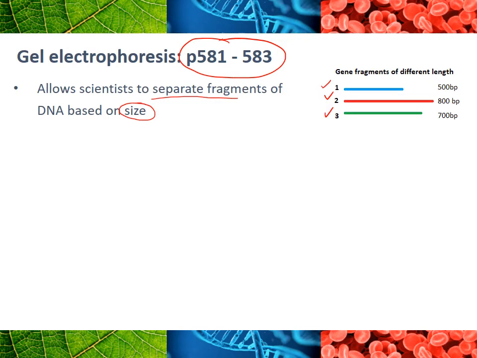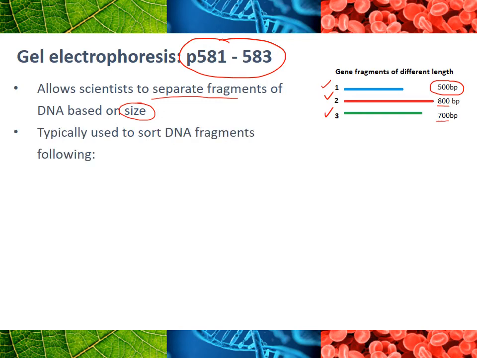We'll come back to some of these terms in a minute, but you can see this first one here, we don't know this yet, but it's 500 base pairs long. This one is 800 base pairs long, and the third one is 700 base pairs long. So basically, all you need to know is you've got 3 different bits of DNA. We want to separate them.